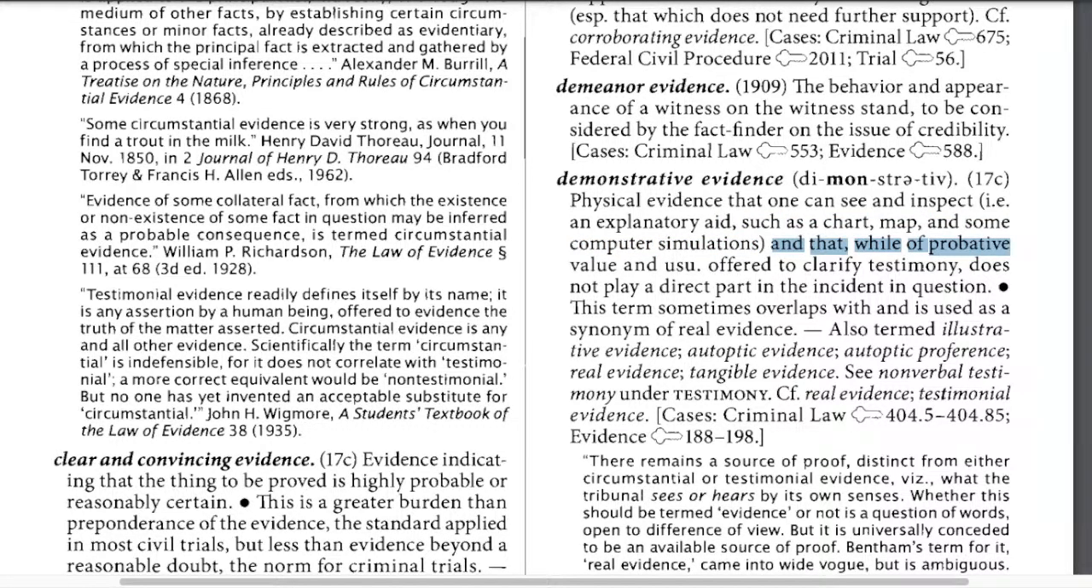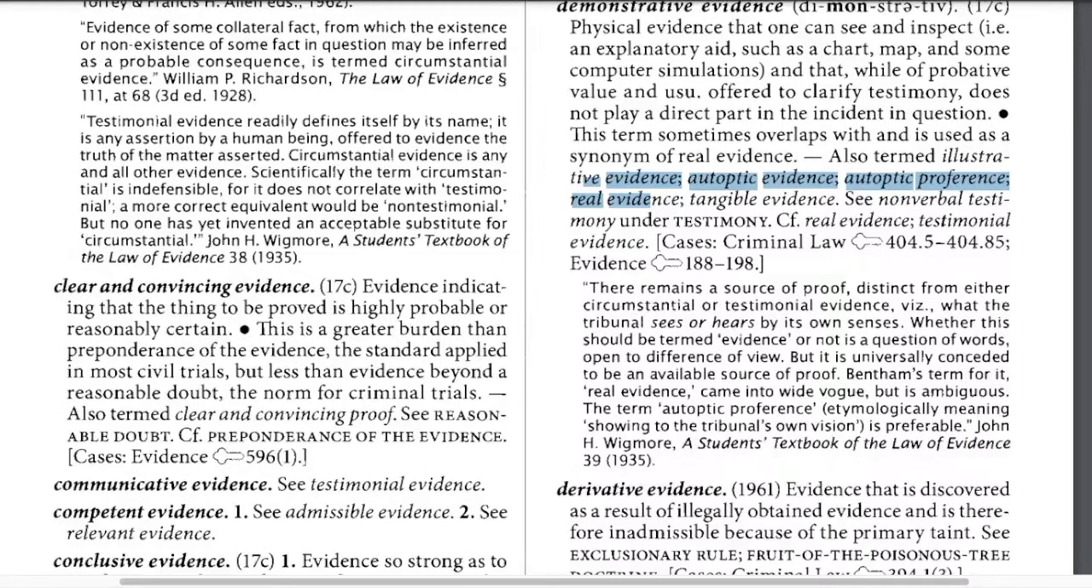And that, while of probative value, and usually offered to clarify testimony, does not play a direct role in the incident in question. This term sometimes overlaps with and is used as a synonym of real evidence. Also termed illustrative evidence. We saw this one, autoptic evidence. Okay, we'll see all those synonyms there. There remains a source of proof distinct from either circumstantial or testimonial evidence. Wow, there remains a source of proof distinct from either circumstantial or testimonial.